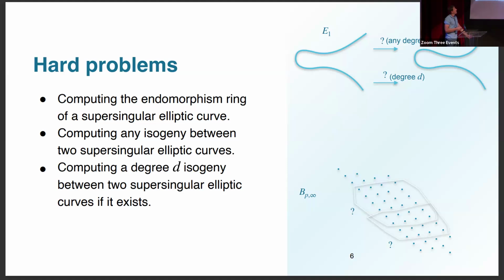So perhaps the most important three problems in isogeny based cryptography are the following. Computing the endomorphism ring of a supersingular elliptic curve, then what was already mentioned before, computing any isogeny between two supersingular elliptic curves, and it was shown that these two problems are equivalent. And the third problem is to compute not any isogeny between two curves, but an isogeny of some particular degree D if it exists. And this is the problem that we addressed in our work.